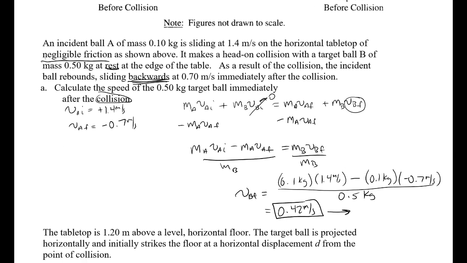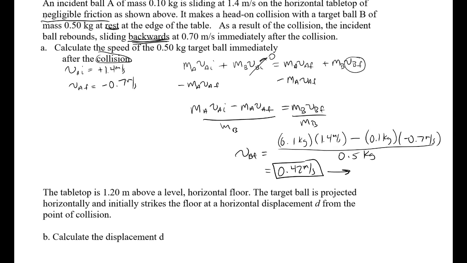So let's look at the next part. It says the tabletop is 1.2 meters above a level horizontal floor. The target ball is projected horizontally. Okay, so it's basically the target ball is the one we hit. That's ball B.